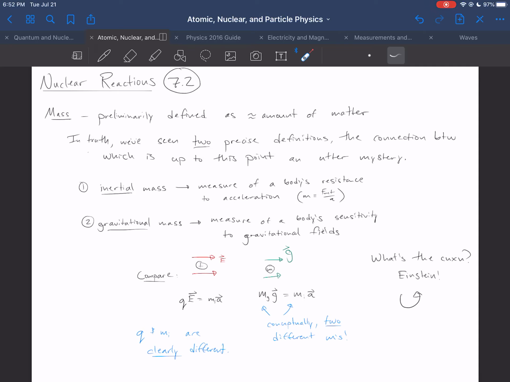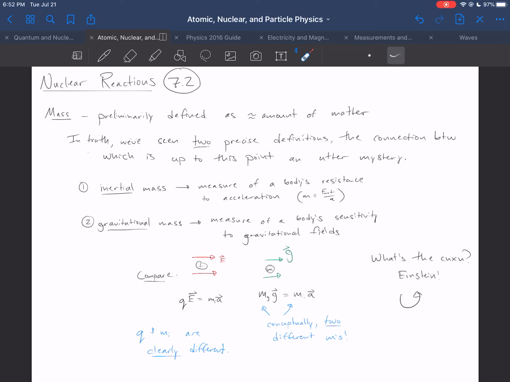But since then, we've actually seen two more precise definitions, the connection between which is, up to this point, a complete mystery. It's been a little bit subtle because we introduced the idea of mass slowly and in different contexts. But it is important to look back and see how the two other definitions that we've introduced are related and why they're completely distinct.